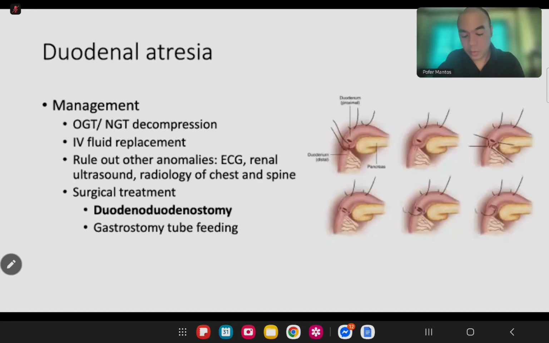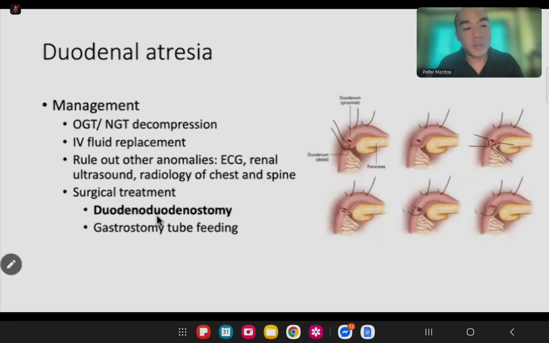So for management, again, it's a GI obstruction, so you have to decompress. So you have to insert a tube, a gastric tube. And then IV fluid hydration should be done. And since these cases are children with duodenal atresia, they may have a concomitant congenital anomaly, so you also have to screen the patients for these. So you can request for ECG, renal ultrasound, or X-ray of the chest and spine. Then surgical treatment, so surgery like treatment, no.